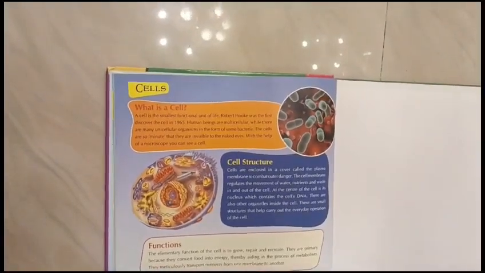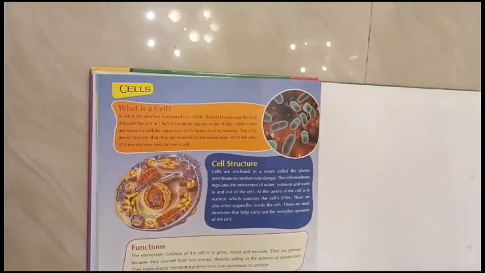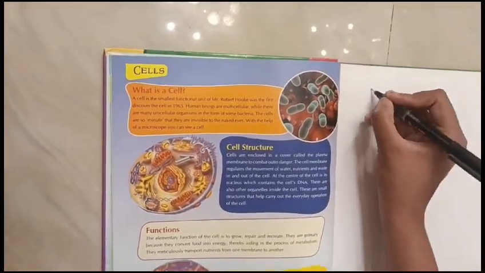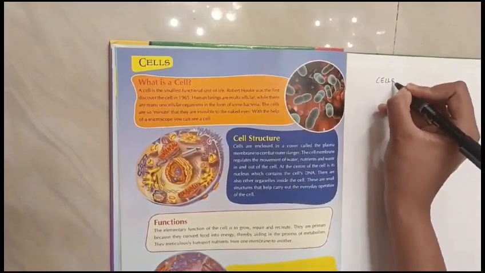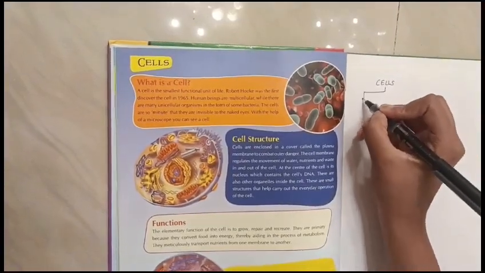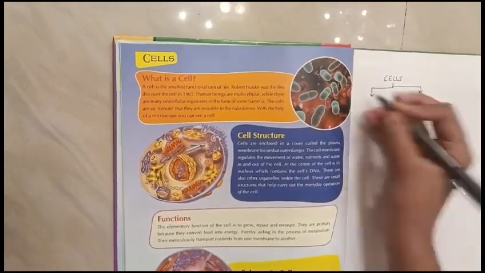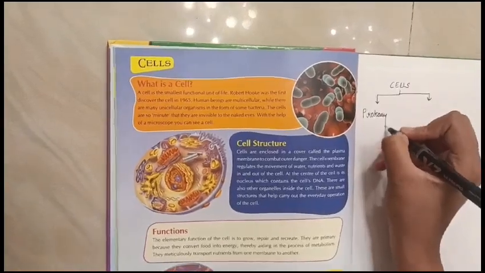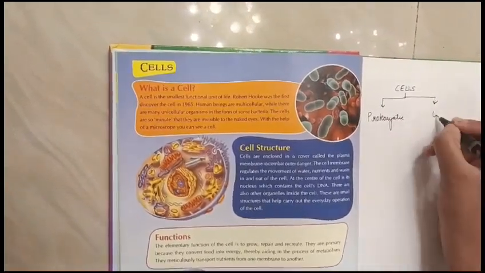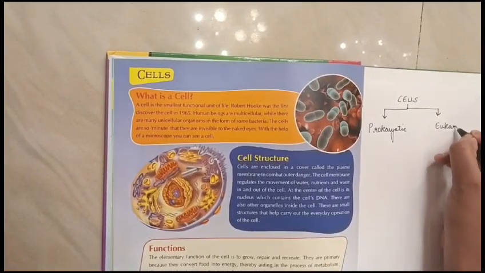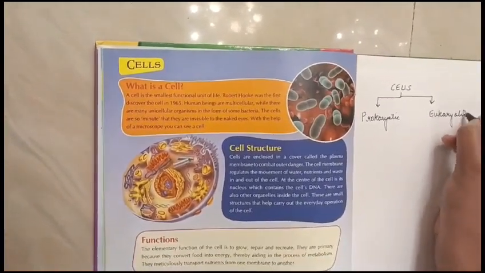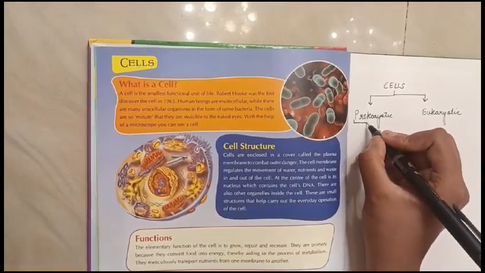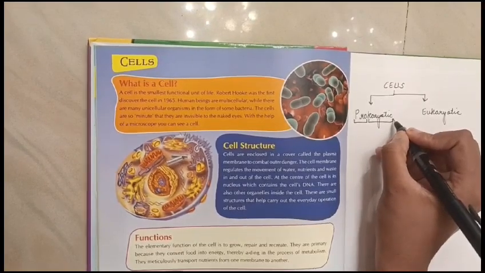Hello guys. So today we will be discussing the different types of cells. When we talk about cells, there are two different types: prokaryotic and eukaryotic. If we look at the terminologies, the word prokaryotic will break into pro and karyotic.